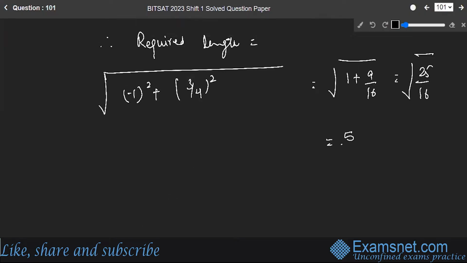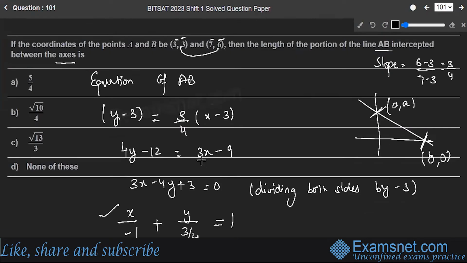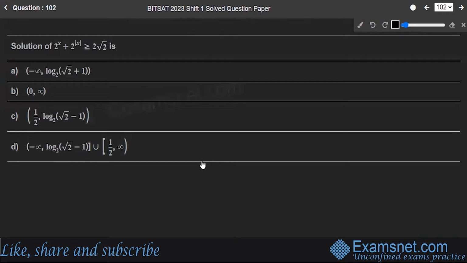This is equal to 5/4. This is the answer to the question. Option A is the correct answer. Hope you understood this. Next is question number 102.